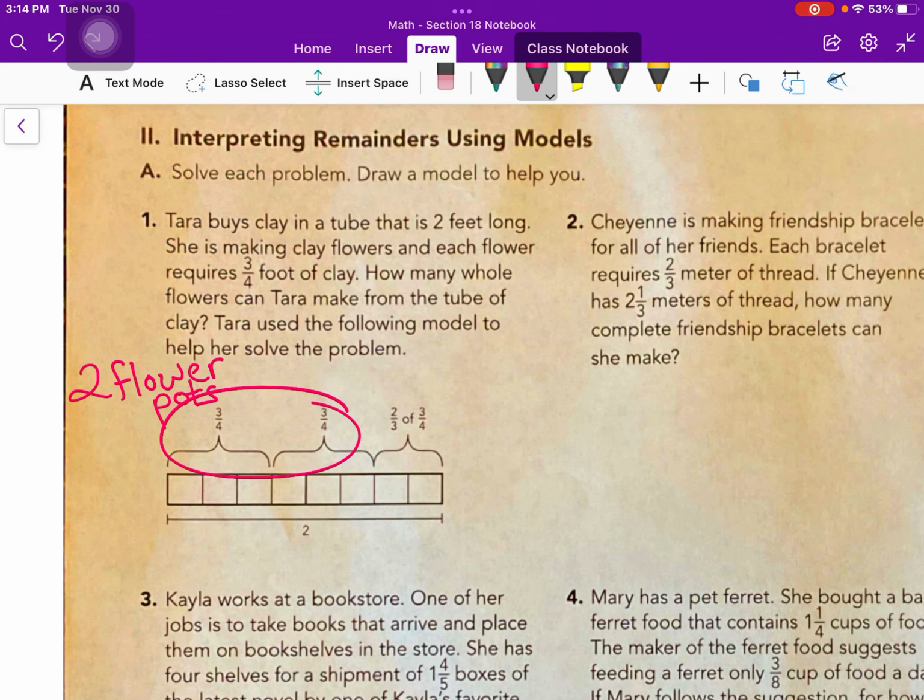Tara buys clay in a tube that's 2 feet long. She's making clay flowers. Each flower requires 3/4 foot of clay. How many whole flowers can Tara make from a tube of clay? She used the following model to help her.